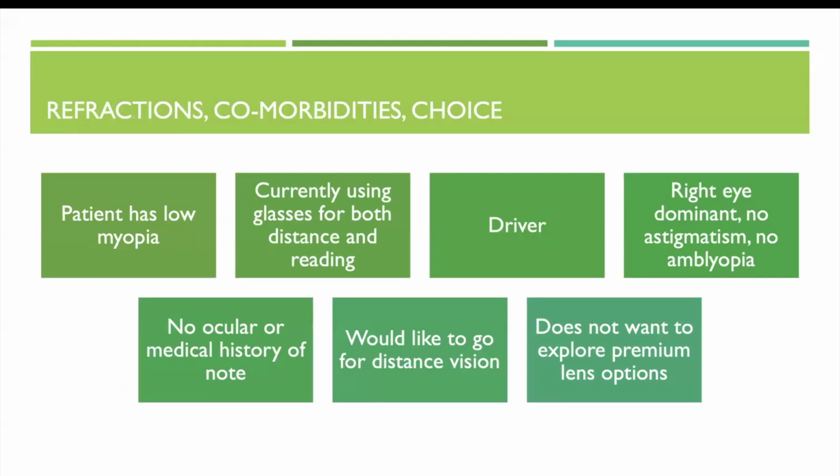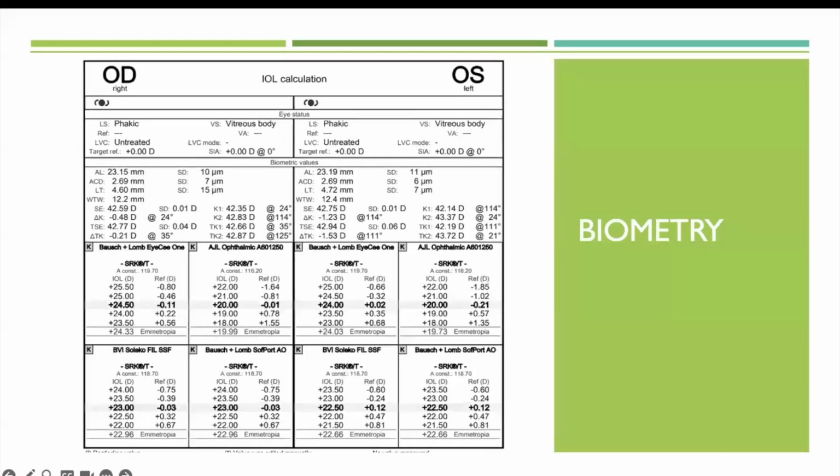They're currently using their glasses for both distance and reading. They are a driver. They're right eye dominant. They don't have an astigmatism. There's no amblyopia. There's no ocular history of note. They'd like to go for distance vision, and we've discussed with them the options of premium lenses, and they don't want to go for them. So when it comes to the actual patient's biometry, first we're going to check the patient's details. We can see that the patient is phakic in both eyes according to the machine, and we've aimed for a target refraction of 0.